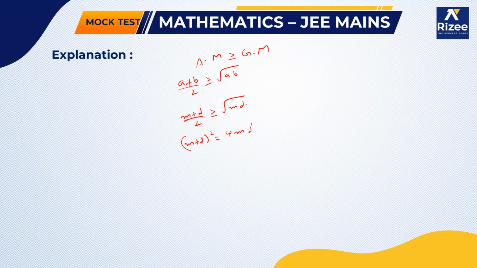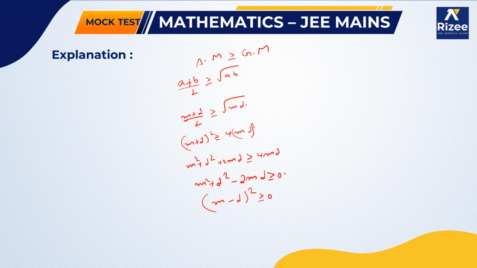M square plus d square plus 2md greater than or equal to 4md. So m square plus d square minus 2md greater than or equal to 0, which is (m minus d) whole square greater than or equal to 0. M greater than or equal to d. m by d greater than or equal to 1.